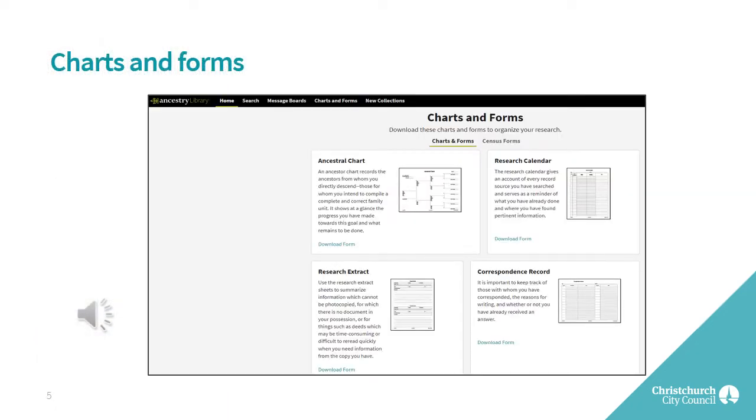We're going to show you a couple of simple, freely available charts and forms that you can use to get started. First of all, from Ancestry.com, charts and forms. You can get this for free by accessing Ancestry from Family History PCs at the library, or just by Googling Ancestry.com, charts and forms, and downloading the forms you want. You do not need to log in to use these charts.